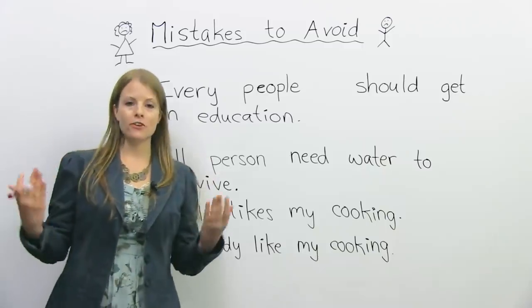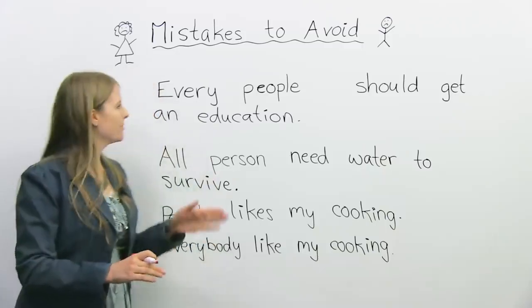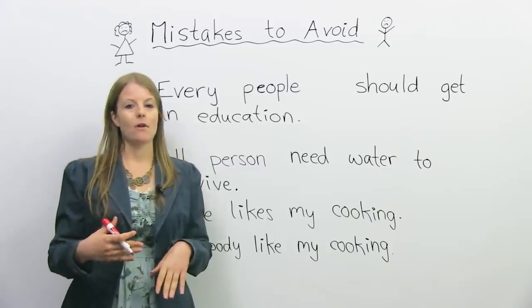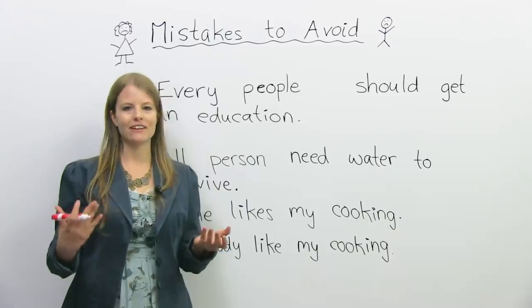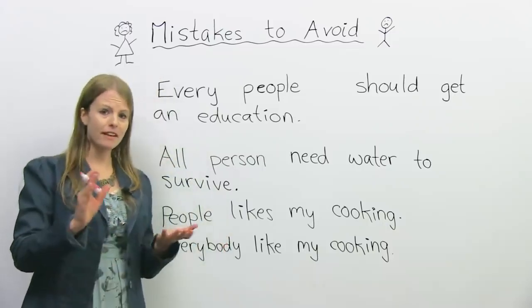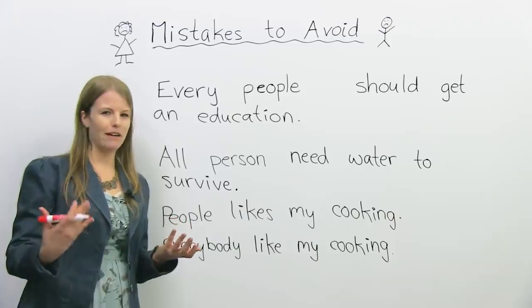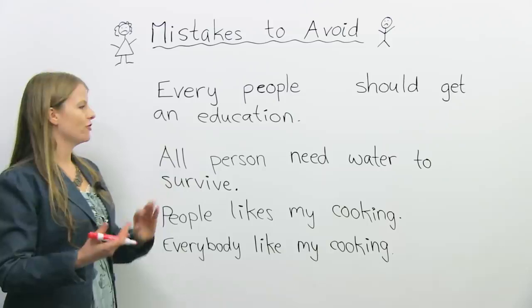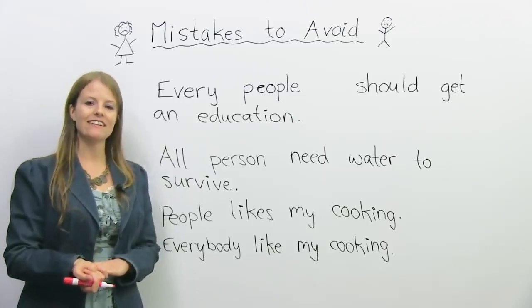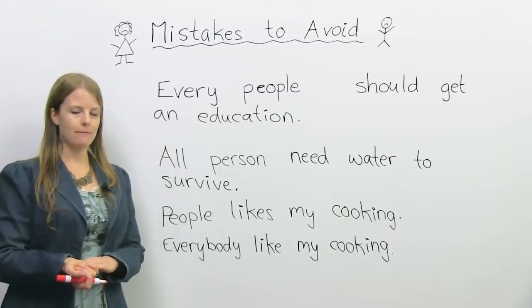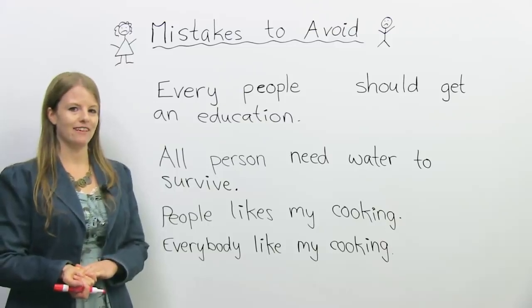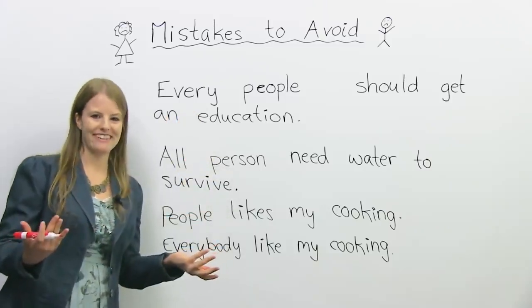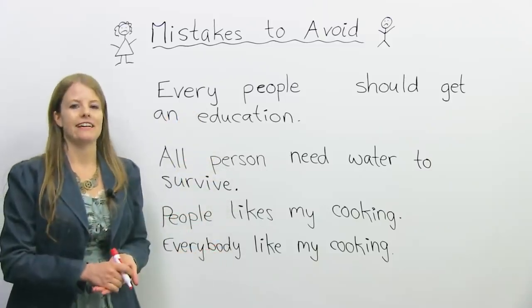Okay, so another common mistake I see students make is with the words every people, everybody, everyone, all people, all person. Okay, these are a lot of common mistakes I hear. So let's look at some of them so you can see what I'm talking about. The first sentence: every people should get an education. Is this sentence okay? If you think it's not okay, and of course, if it's on this board, it probably is a mistake, why do you think it's a mistake?